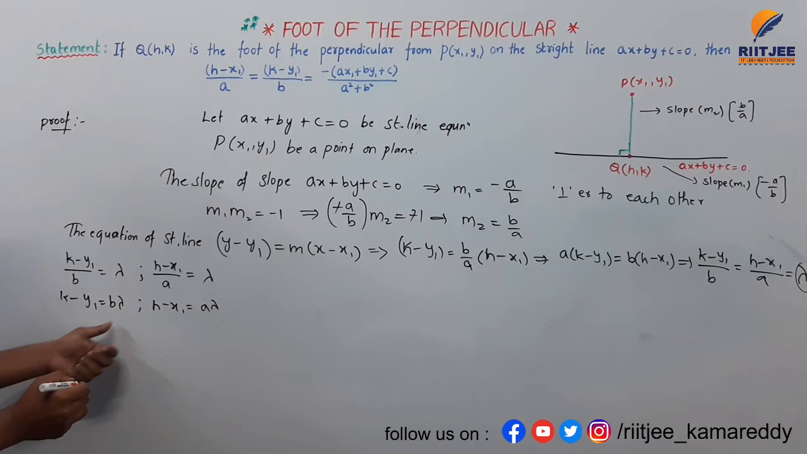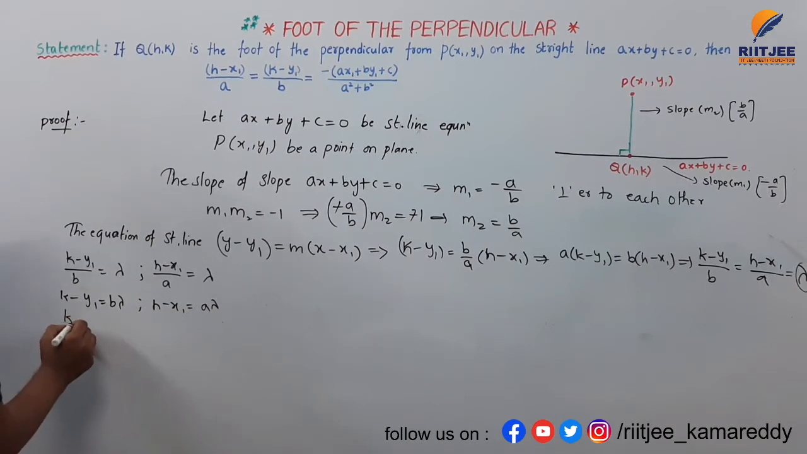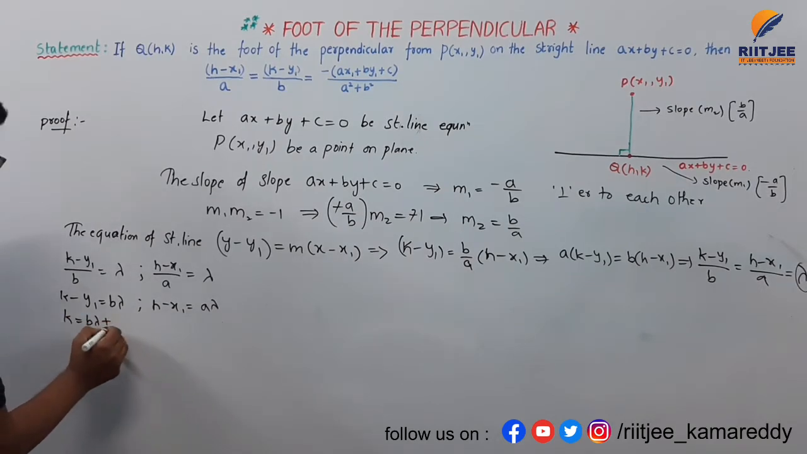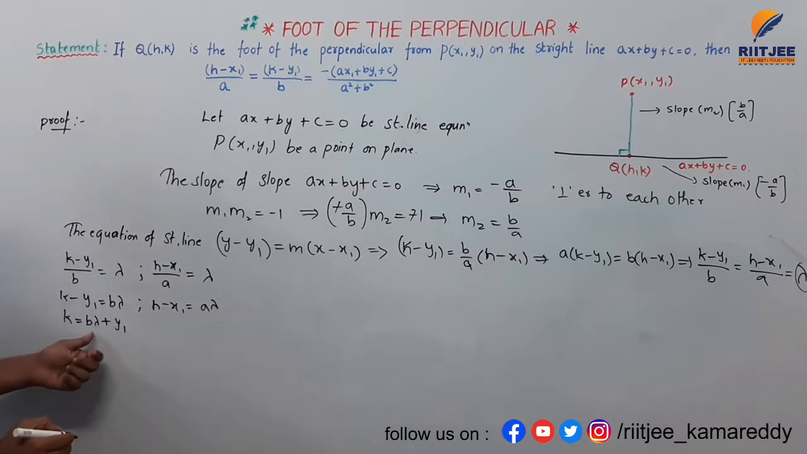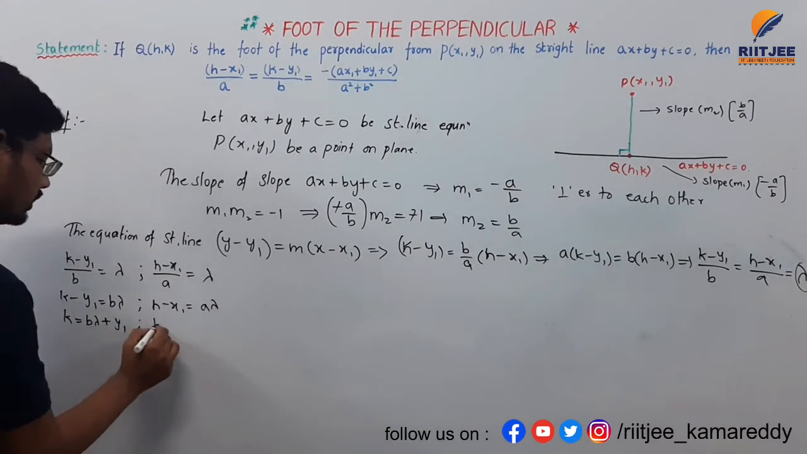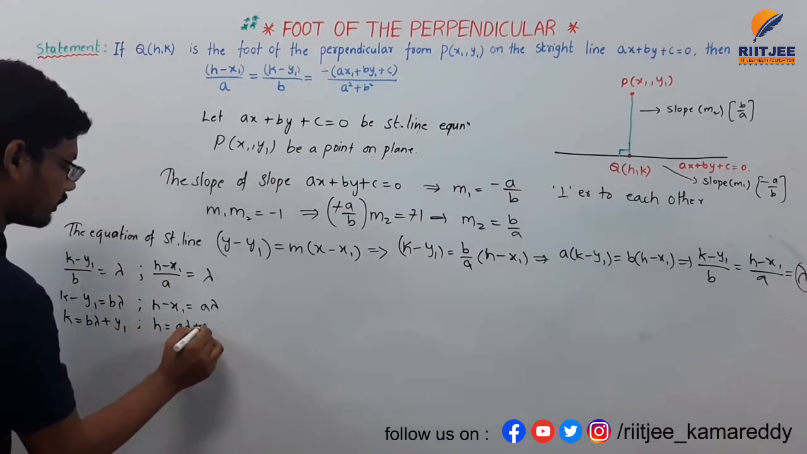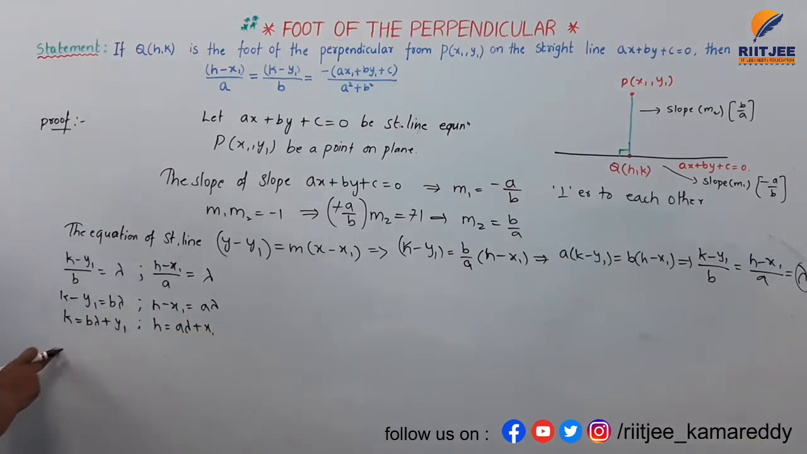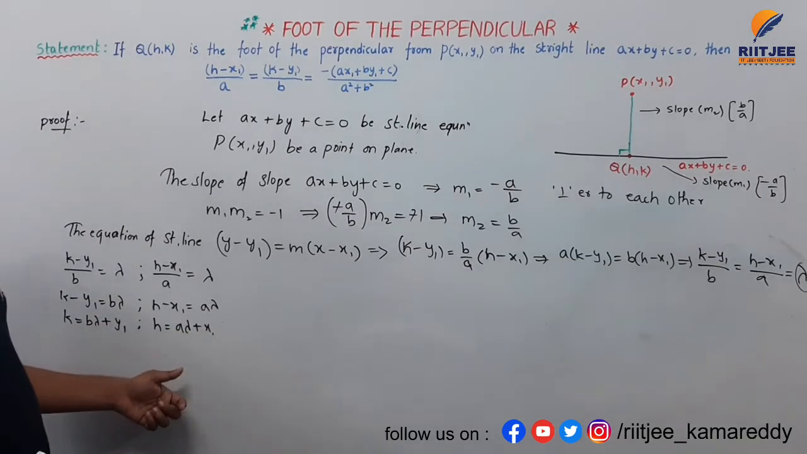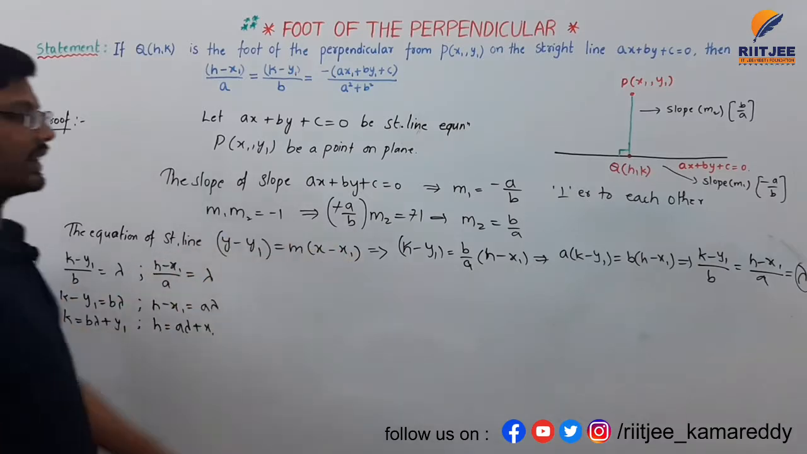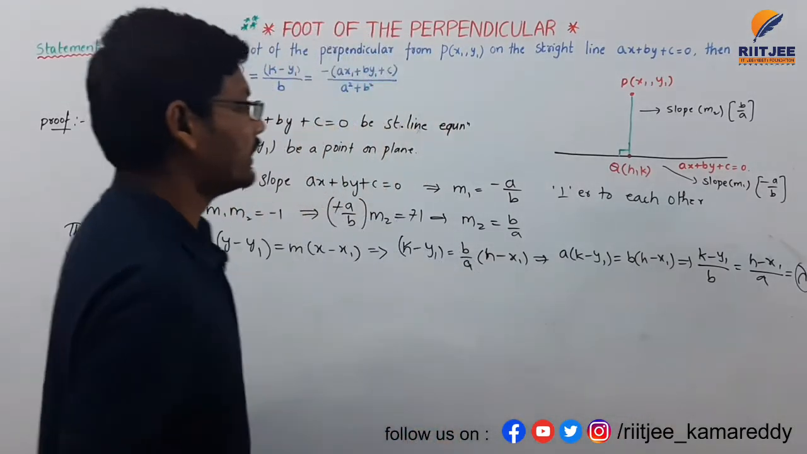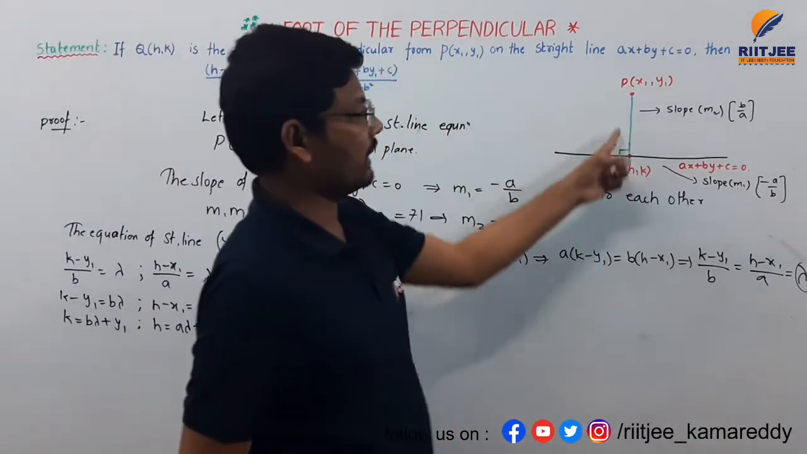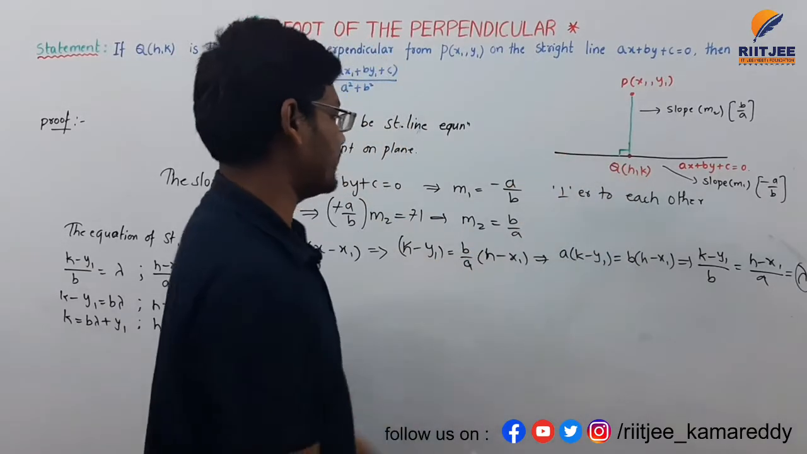And the next step, if you bring y1 to the right hand side, I am taking two steps here for understanding purpose. k is equal to b lambda plus y1 and h is equal to a lambda plus x1. Here we got h comma k. This is the condition we got here, and this line is completely described. The equation of the straight line is this one.